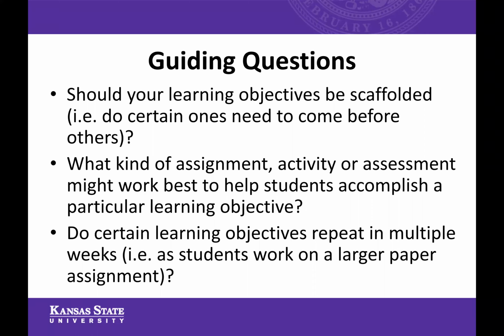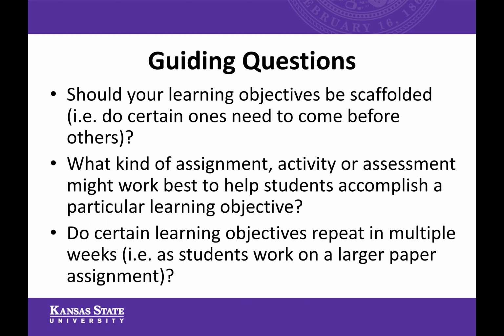And we mentioned this earlier as a benefit of thinking about the order in which you're presenting information to students and asking them to provide evidence of their learning. And it may be that certain things need to happen before other things. You can also ask yourself what kind of assignment, activity, or assessment could work best to help students accomplish a particular learning objective. And it may be that that allows you to figure out where that would go in your course map based on when it is that you're covering that learning objective in the term.